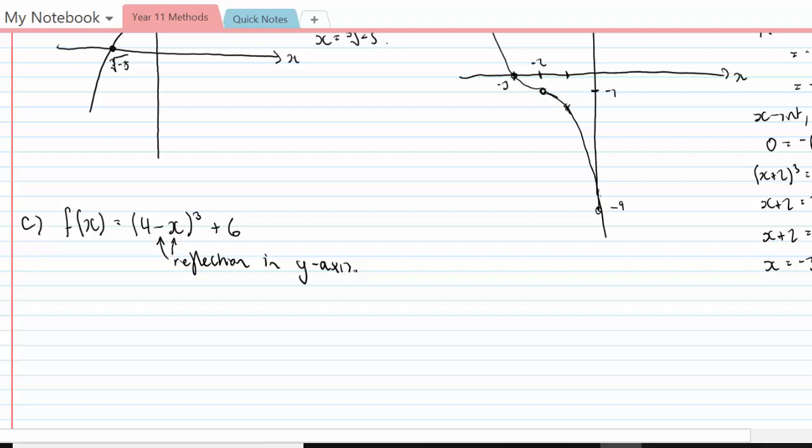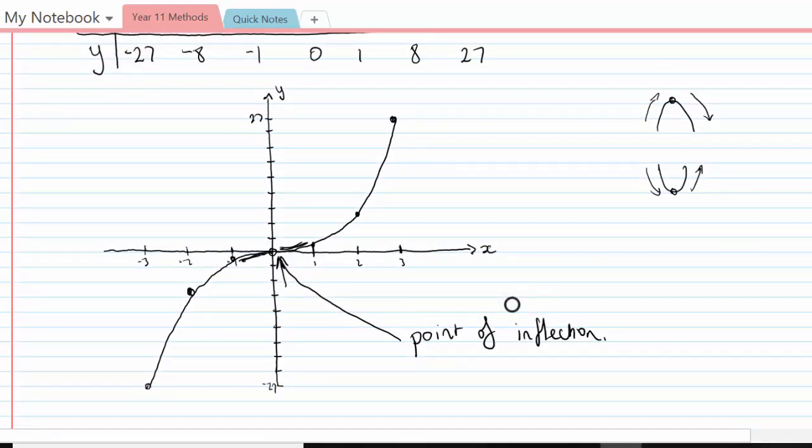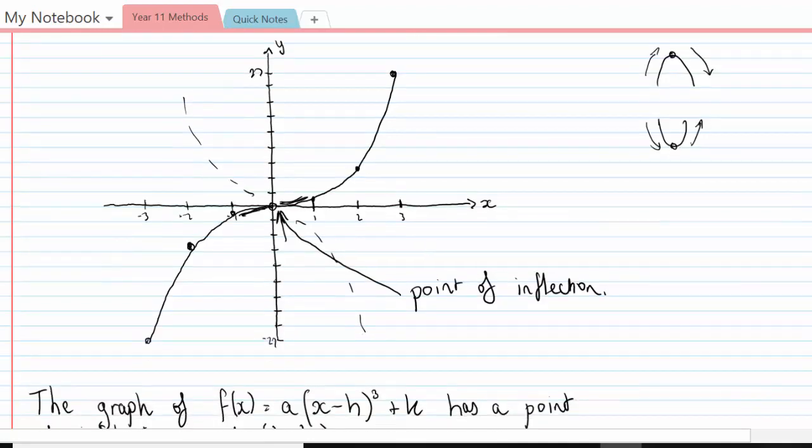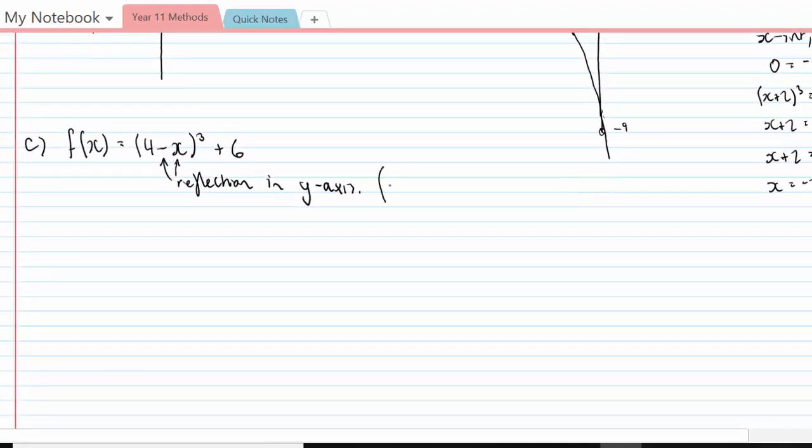Okay, and so because it's a reflection in the y-axis, that also makes the graph, now if we consider this one up here, imagine that being flipped in the y-axis. It's going to go sort of like that. So I know that it's going to have that shape there. I know that it's going to be moved 6 units up. And in this instance, it's going to be moved 4 to the right.